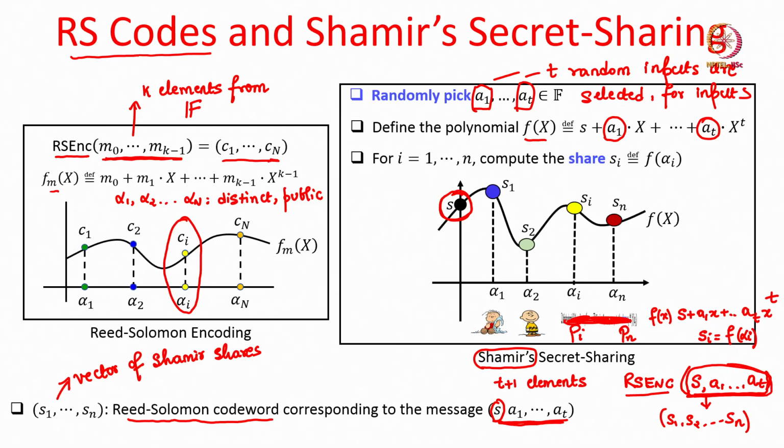This property, this relationship between Shamir secret sharing and Reed-Solomon encoding will be later useful when we will use the Shamir secret sharing scheme in several other problems. So, there we will very frequently use the fact that the vector of shares computed in an instance of Shamir secret sharing scheme can be viewed as a special case of running the Reed-Solomon encoding algorithm.